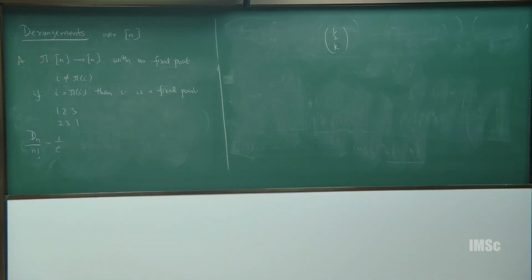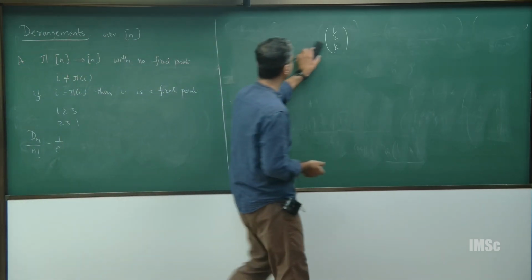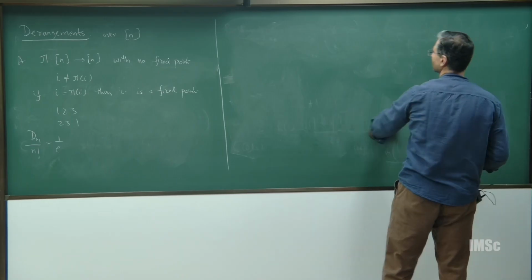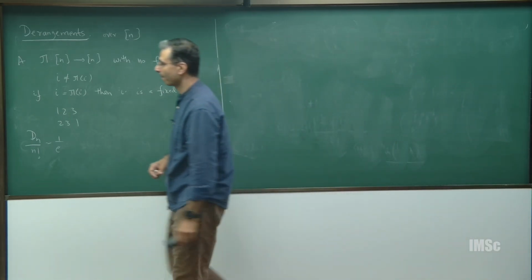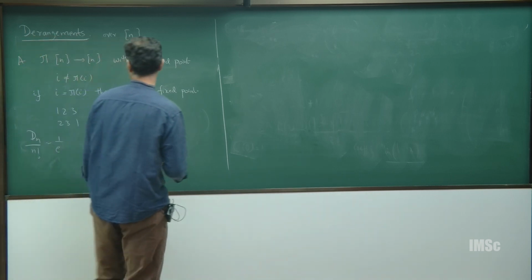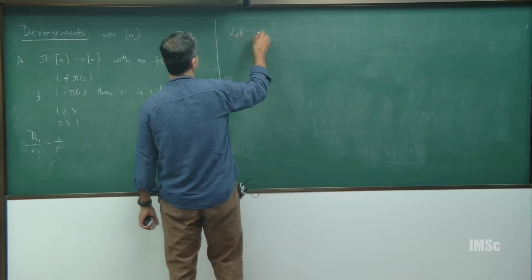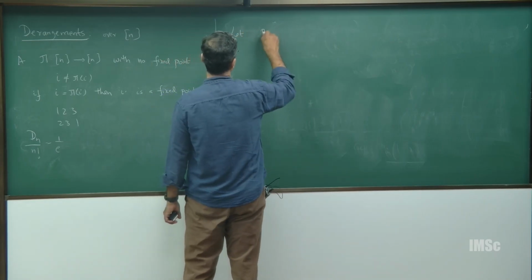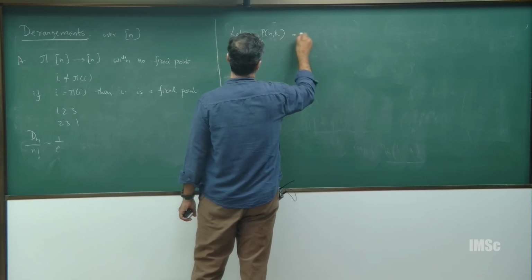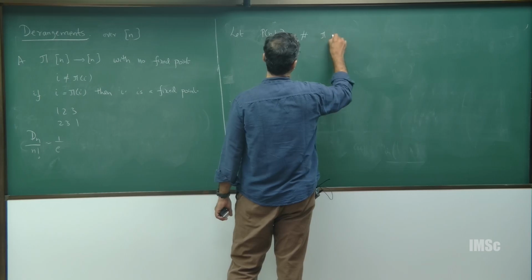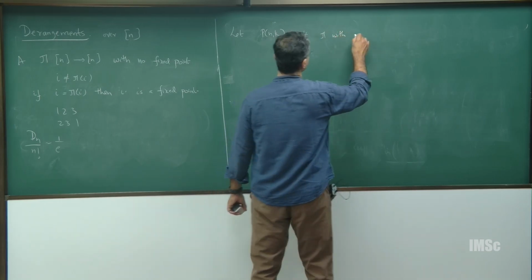There are various ways to find this number. What we will see is one of the ways to do this. Okay, let us do it again. Let us define P sub n,k, the number of permutations with exactly k fixed points.